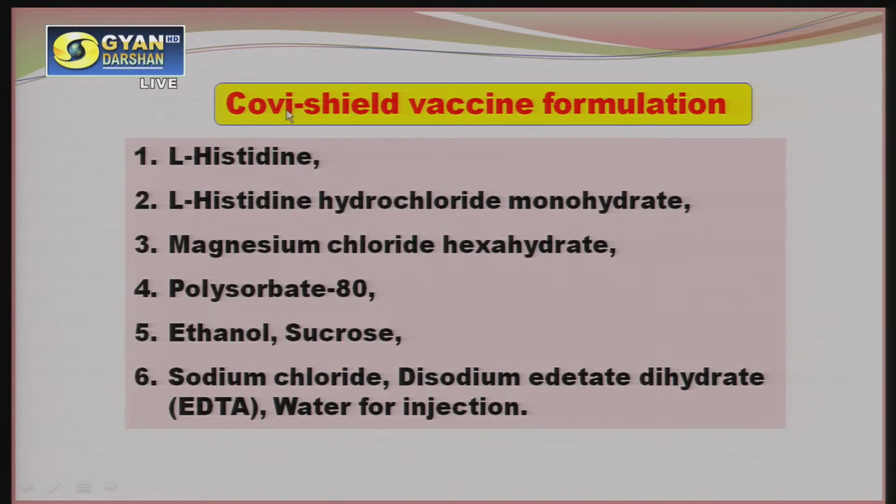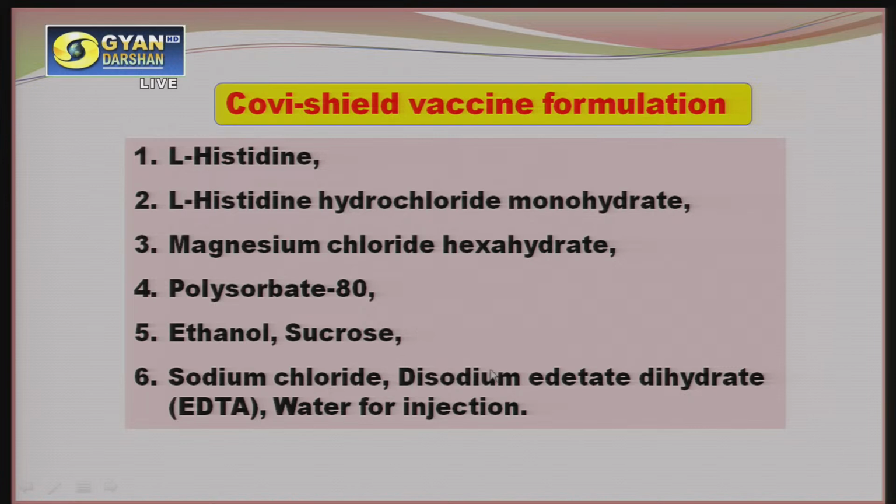Another, I want to discuss the Covishield. I think you have heard the name of the vaccine known as Covishield. It saved a lot of lives in India. That is the Covishield vaccine formulation. In this case, L-histidine is utilized in the Covishield vaccine: L-histidine hydrochloride monohydrate, magnesium chloride hexahydrate, polysorbate 80. It is also used in the Covishield. Ethanol, sucrose are also used in the Covishield vaccine.